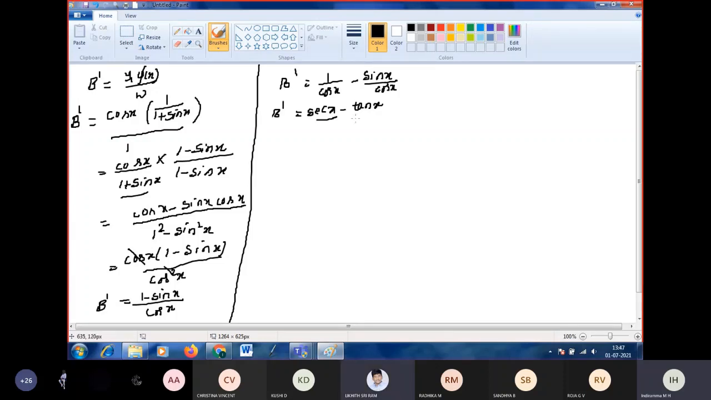Log of secant x plus tan x. What is the integration of tan x? Log of secant x. Not log of sin x. It should be log of secant x or log of cos x. Both can. Sorry, log of secant x only, ma'am. Log of cos x, it is not possible.